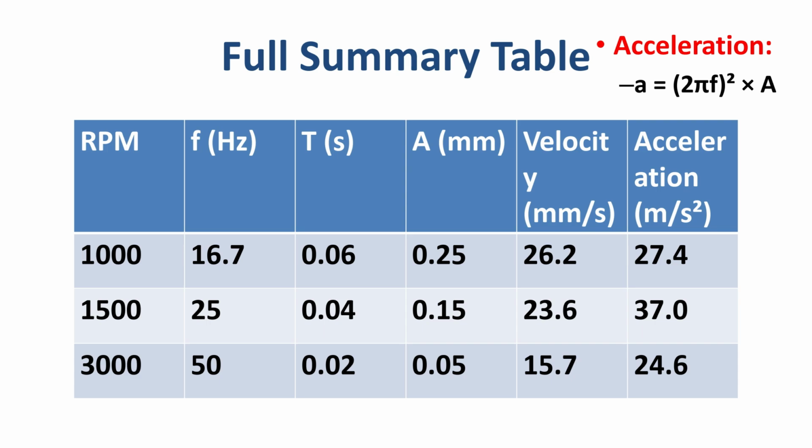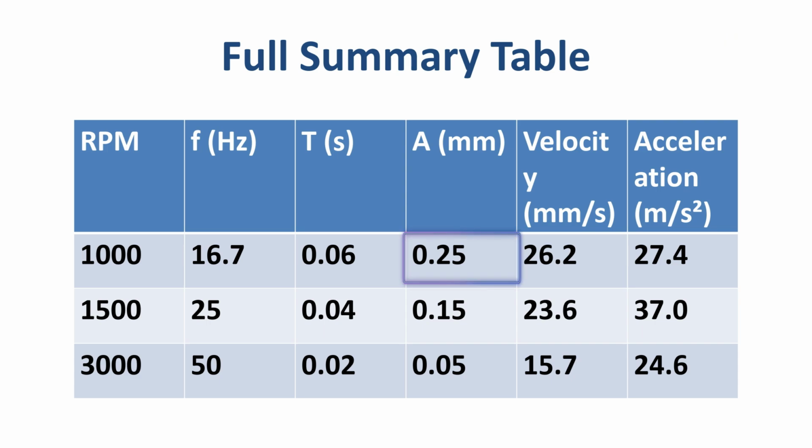Okay, so remember that we have assumed the amplitude previously, that the amplitude for the 1000, that is motor A, will be 0.25, motor B will be 0.15, and motor C will be 0.05. Now if you use the same formulas that we have used above, you will be getting the values of the velocity and acceleration in mm per second and meter per second square. So here you can directly see this is what we have calculated.